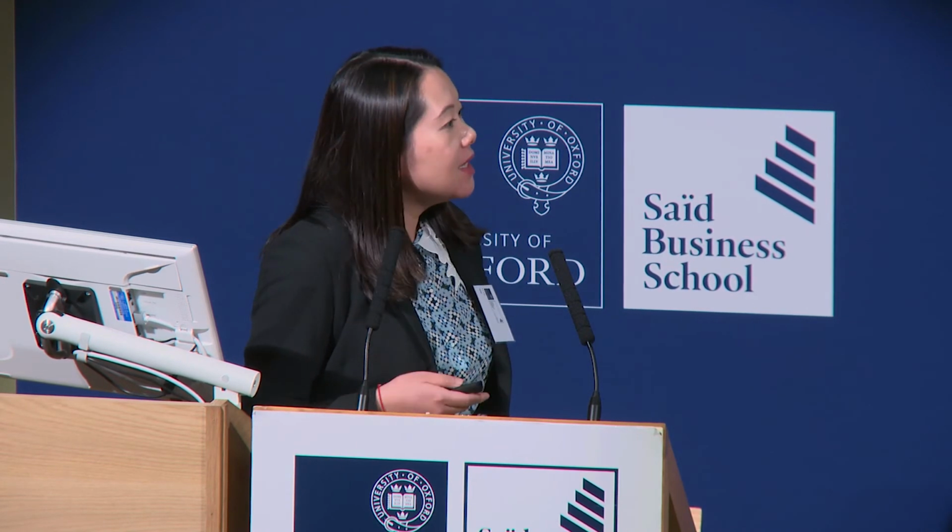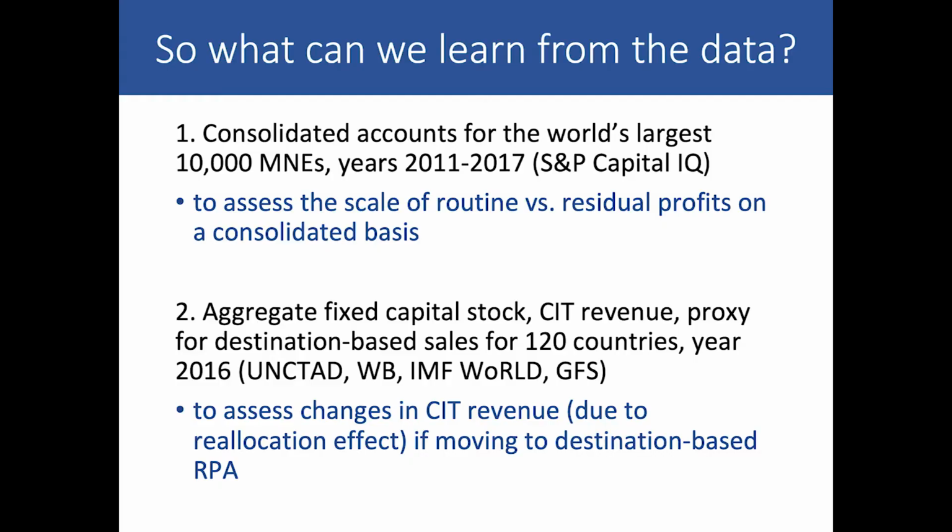And then what about the revenue impact of moving to an RPA? As I said, the general RPA can rely on different formulas to allocate the residual. Here we looked at the allocation by a proxy of destination-based sales. We use a different data set, which is the aggregate fixed capital stock and total CIT revenue, and this proxy for sales covers about 120 countries in year 2016, which we collected from different data sources. Again, this is to assess the changes in the CIT revenue if moving to a destination-based sales RPA.